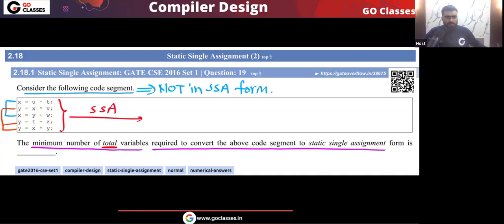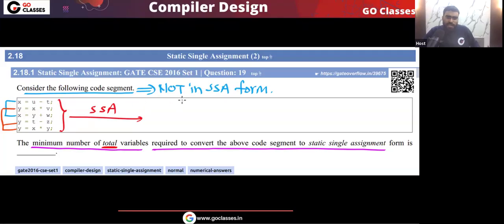What will you get? Very simple. Just rename the variables. What is the idea? The idea is very simple. Just change the variable names. Use different variables for assignment. Don't assign the same variable more than once. So use different variables, or you can rename the variables.